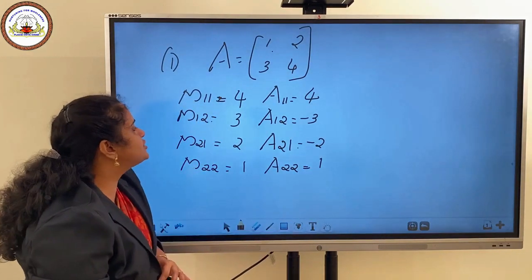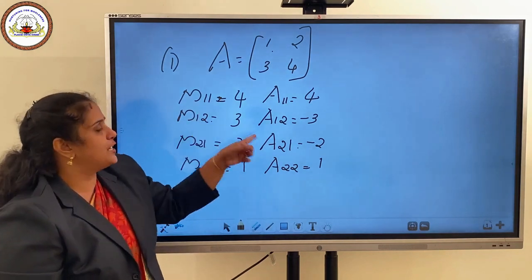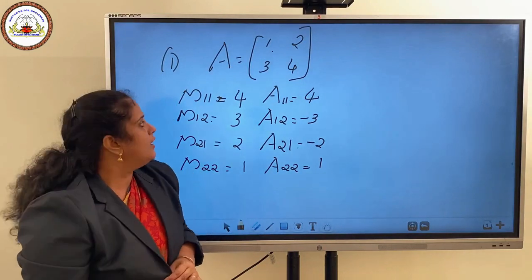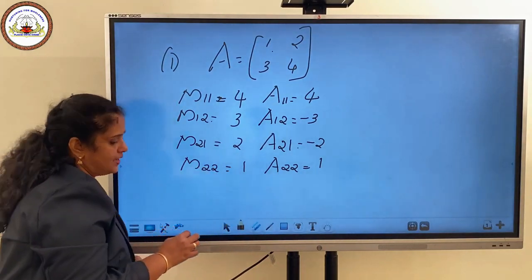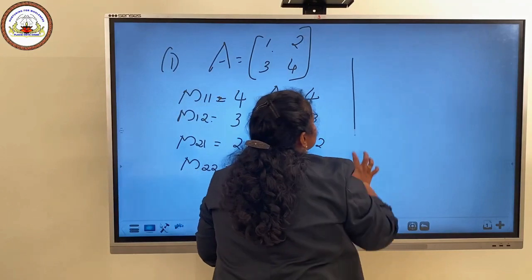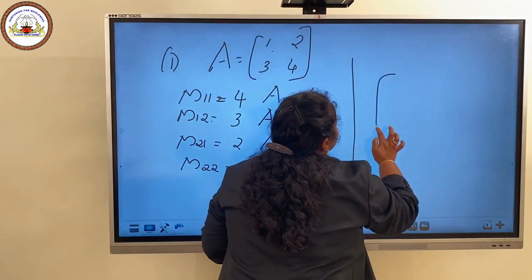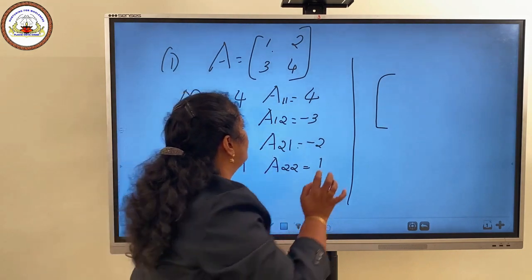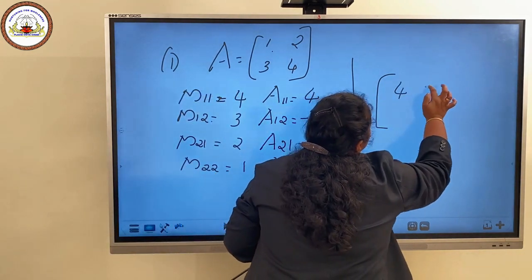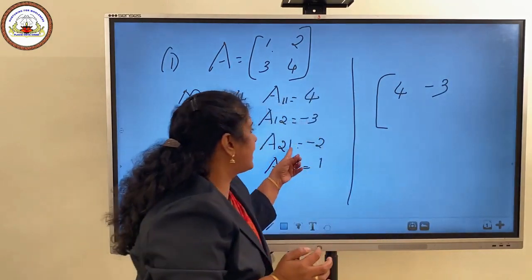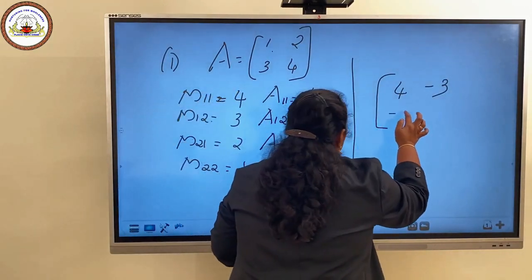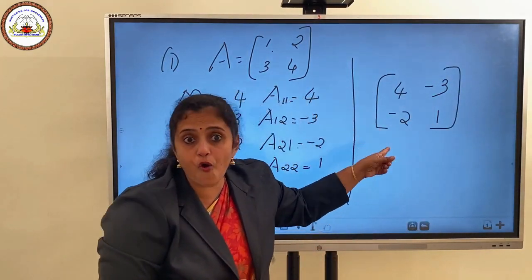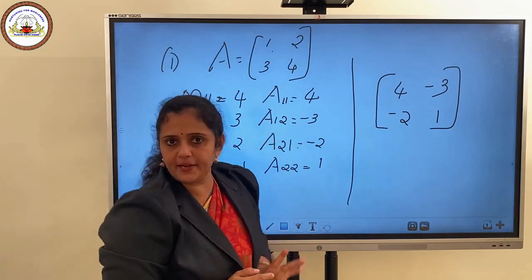Okay. The adjoint of A is the transpose of the cofactor of A. That means the cofactor of A is: first row, first element is 4, then minus 3; second row, first element is minus 2, then 1. And this is the cofactor matrix of the given matrix.